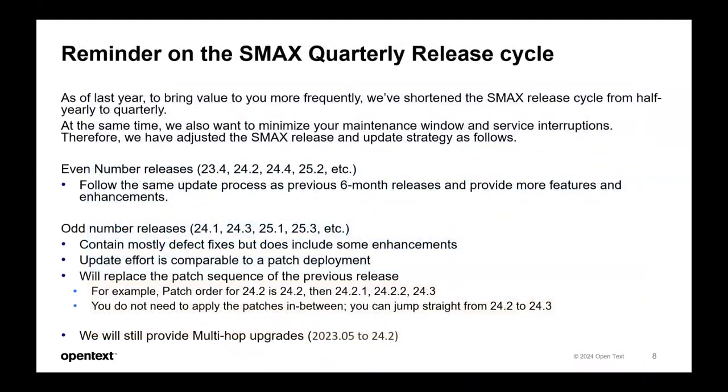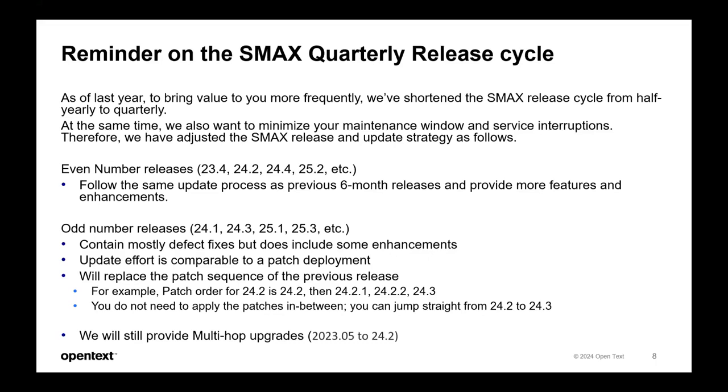And just a little bit of a reminder on how we're running the SMAX quarterly release cycle. This is an odd number release, so we are at 24.3. The odd number ones are the smaller two releases of the year. It contains defect fixes and the enhancements that we're going to present to you today. But the update and the delivery mechanism is comparable to a patch deployment. So if you're not on SaaS or somebody else isn't managing your environment for you, and you're doing your updates, you only need to plan this as a patch update. You also need to know that it replaces the patch sequence for 24.2. So when 24.3 is out, it becomes the latest patch for 24.2.